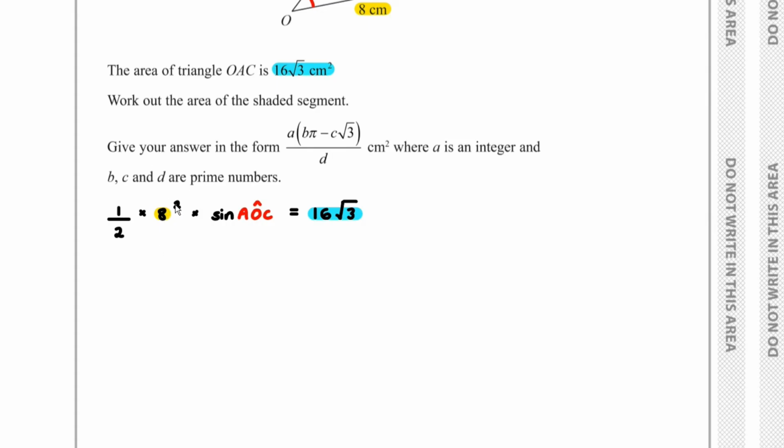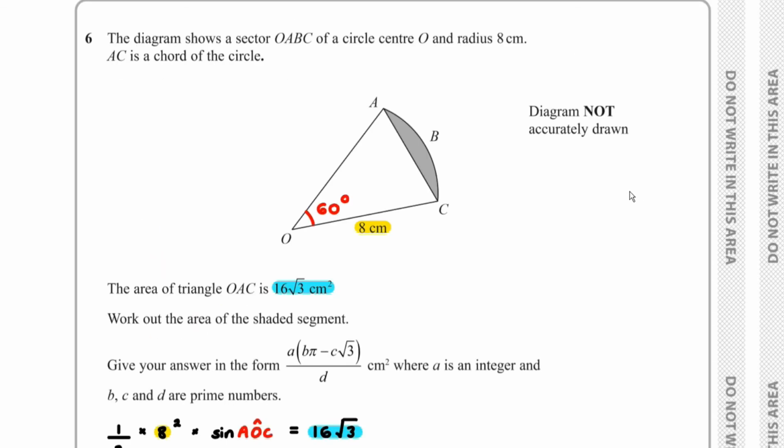So 8 squared is 64 and half of that is 32, and 16 divided by 32 is 1/2, and I multiply that by √3, meaning the sine of AOC is equal to √3 over 2, from which we can find AOC, and that's 60 degrees. So we have 60 degrees. We can now find out the area of the sector OABC.